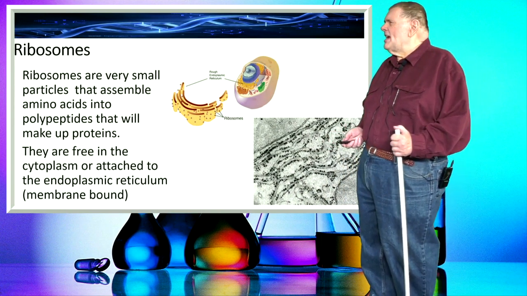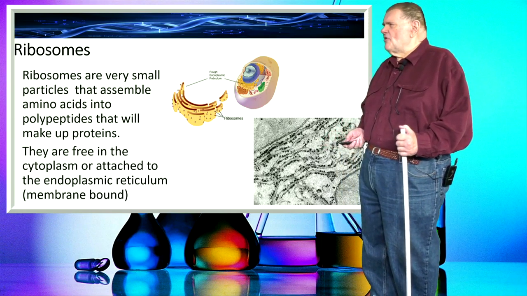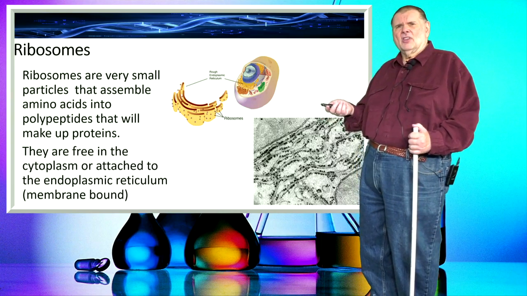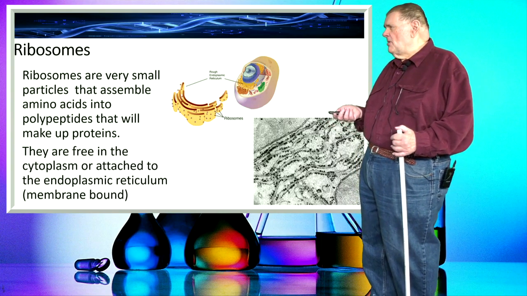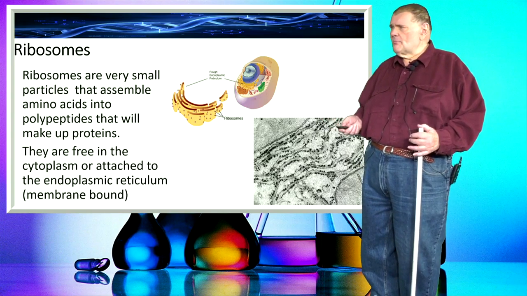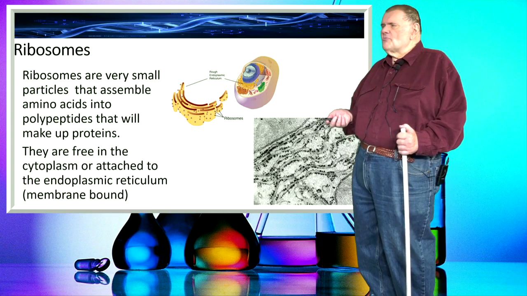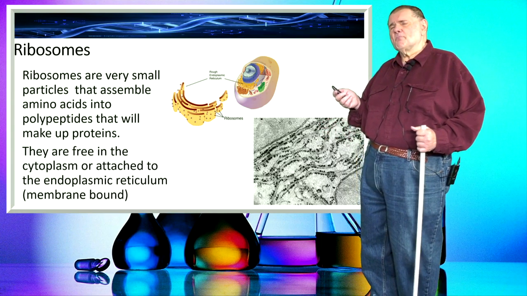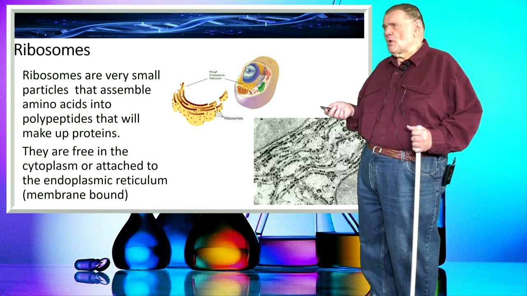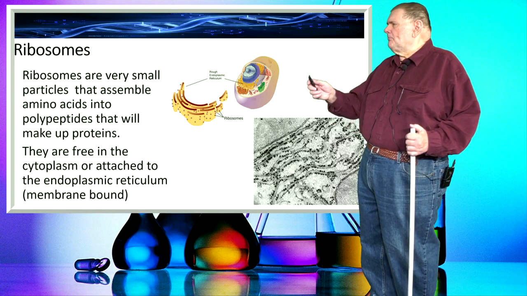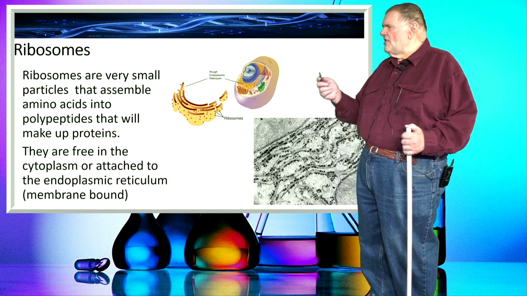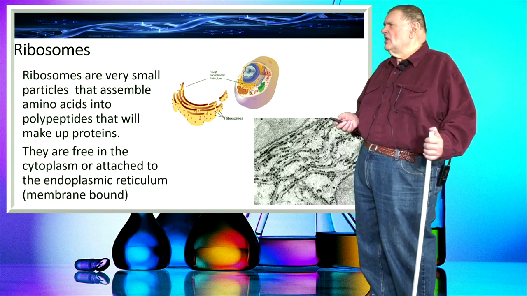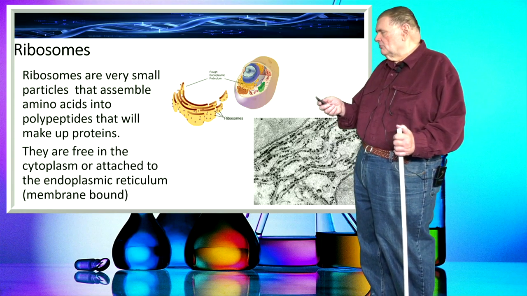So here we have a diagram showing ribosomes. There are some ribosomes that are free and some that are attached to the endoplasmic reticulum, which is kind of like a subway system throughout the cell. Ribosomes are very small particles. They assemble those amino acids into the polypeptides that will make up the proteins. The ones in the endoplasmic reticulum are what we call membrane-bound, because they're actually attached, not free-floating like the other ribosomes.